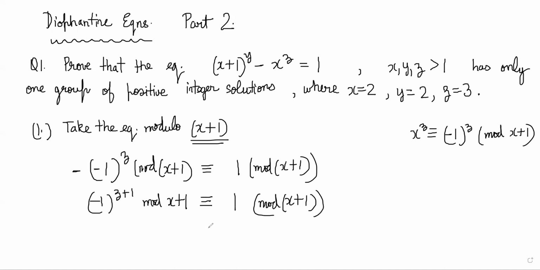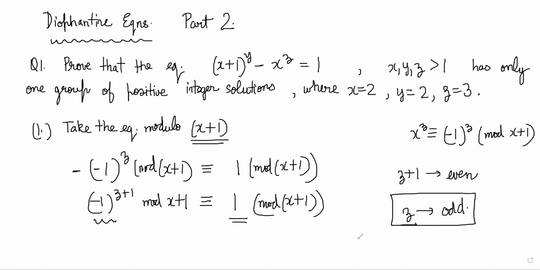And from here, we can basically reduce that since this is becoming 1, z plus 1 must be even. z plus 1 is even, so z must be odd. So taking the equation modulo x plus 1, we can conclude that z must be odd. Okay, so that is the first thing that we have figured out.